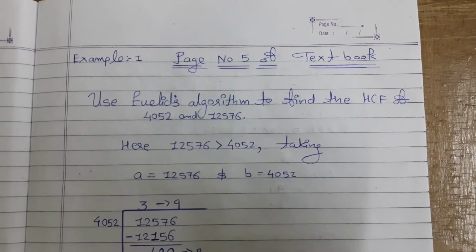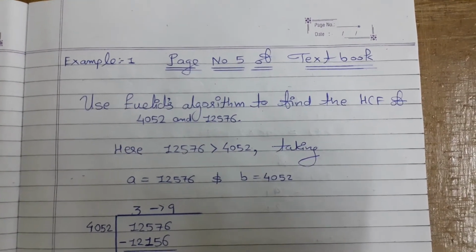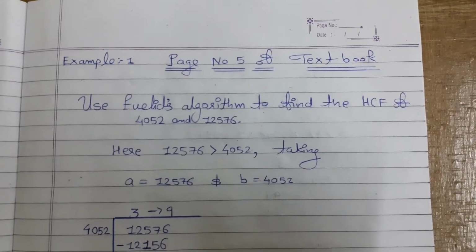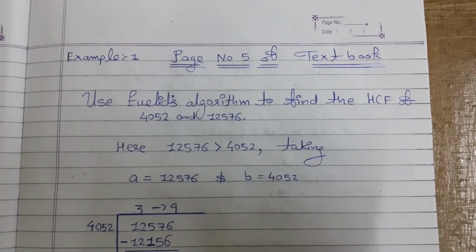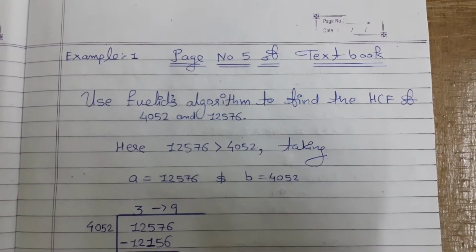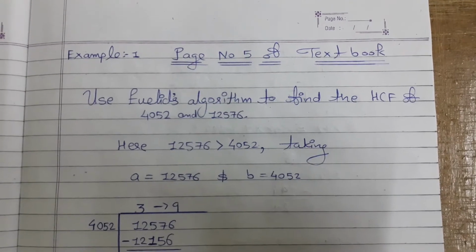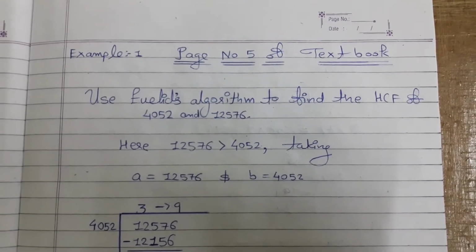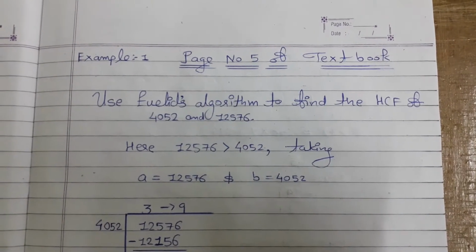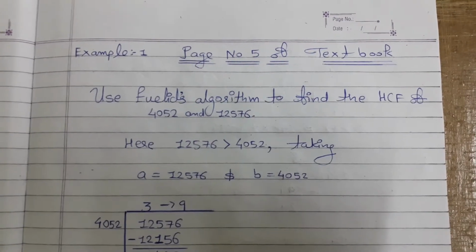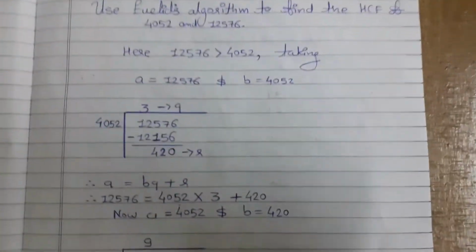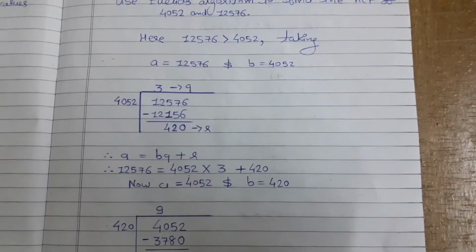Today we are going to solve the examples which are given in the textbook. Here on page number 5, example 1 is given: use of Euclid's algorithm. Use Euclid's algorithm to find the HCF of 4052 and 12576, by the method of Euclid's division algorithm.